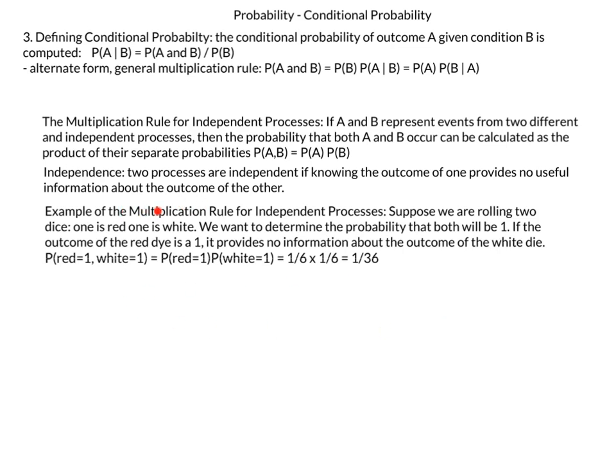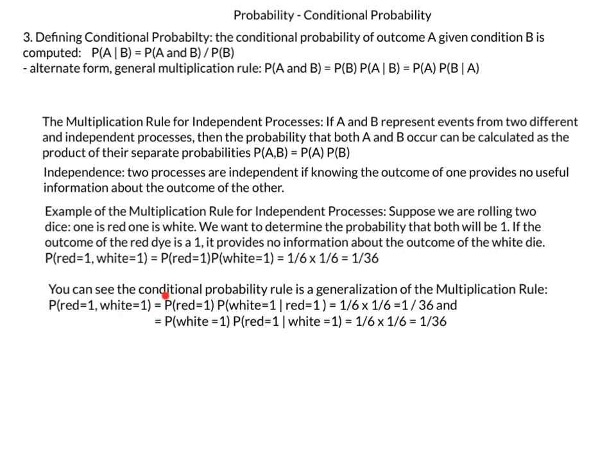And here's an example of the multiplication rule for independent processes. Suppose we are rolling two dice, one is red, one is white. We want to determine the probability that both will be 1. If the outcome of the red die is 1, it provides no information about the outcome of the white die. So probability of red equals 1 and white equals 1 is probability red equals 1 times probability of white equals 1, which is 1/6 times 1/6, which is 1/36.